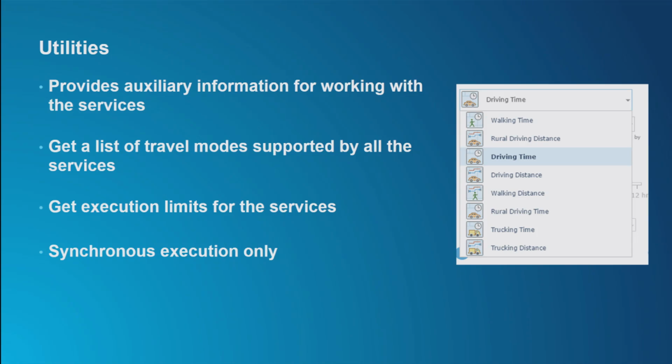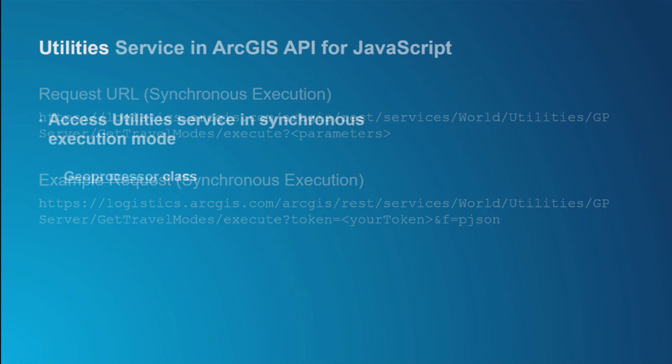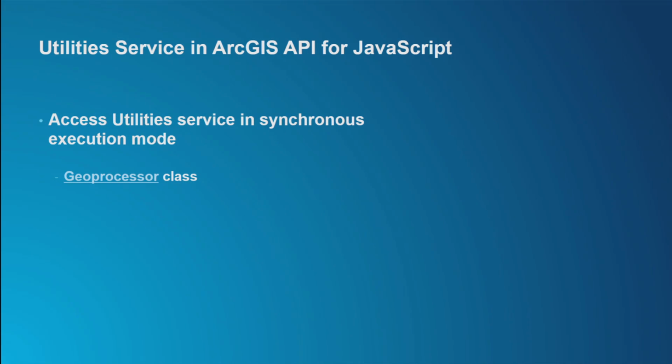Of course, you can read the documentation and figure out, but if you want to programmatically discover those limits, you can call the getToolInfo service within the utility service, and that will tell you, based on the service name, the limits implemented on that service. Now this is a synchronous service, so it's meant to return really quickly. So say this is a request that you would do to get all the travel modes supported in your ArcGIS Online organization. And if you are in the JavaScript API, you would use the geoprocessor class.